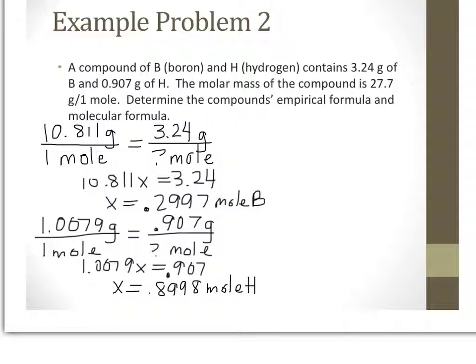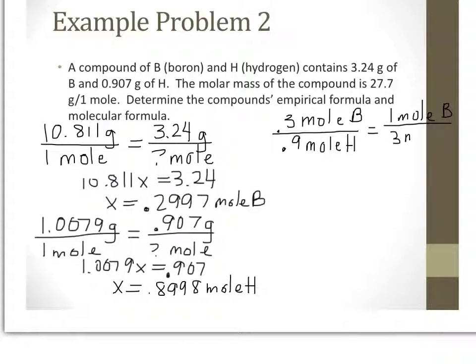So just like I did in all the previous empirical formula problems, I'm going to compare those 2 moles. There are basically 0.3 moles of boron for 0.9 moles of hydrogen. And if I make that a ratio with whole numbers instead of decimals, I've basically got 1 mole of boron for every 3 moles of hydrogen. And so my empirical formula would be BH3. There are 3 hydrogens for every 1 boron, which would be the for every statement.